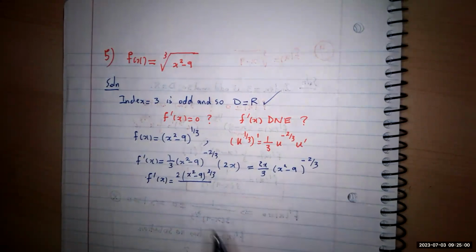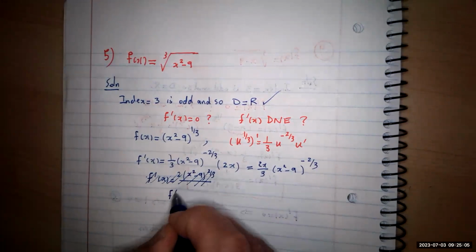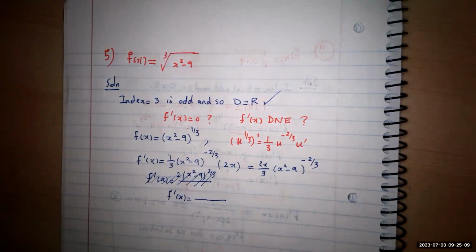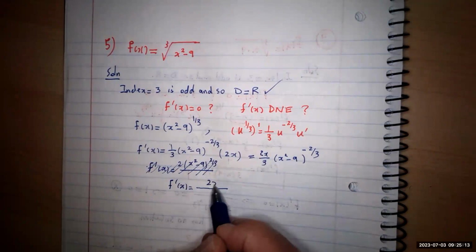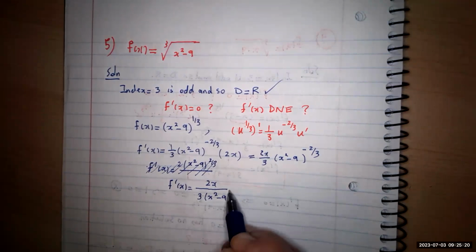Oh, I'm sorry, I have to rewrite it. I made a mistake. So f prime of x is going to be equal to, we get a fraction bar. Everything with the positive power on the top, we get 2x on the top. And down the bottom, you already got the 3. So you bring x squared minus 9 to the 2/3 down the denominator. This is going to be our f prime.